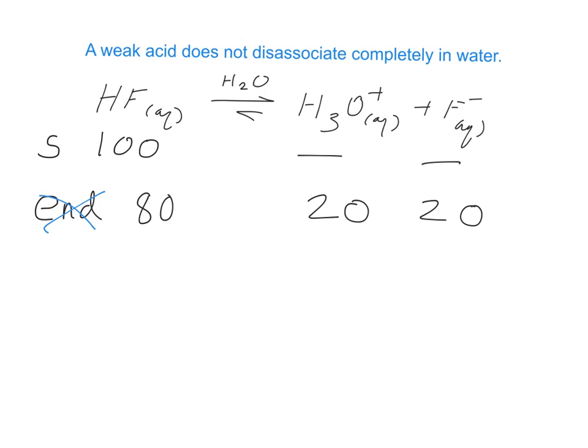Think about any sitcom couple, right? Robin and Ted, Robin and Barney, Ross and Rachel. They're together one moment, they're broken up the next moment. They can't make up their mind. That's how weak acids are. So when we say that our reaction ends, it doesn't really end. It reaches what's known as equilibrium.